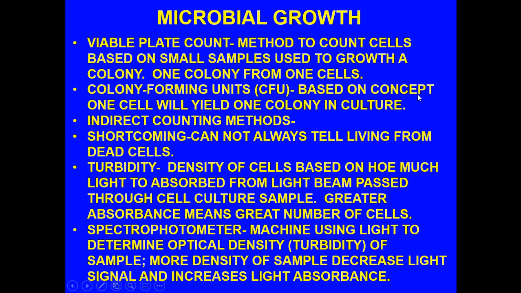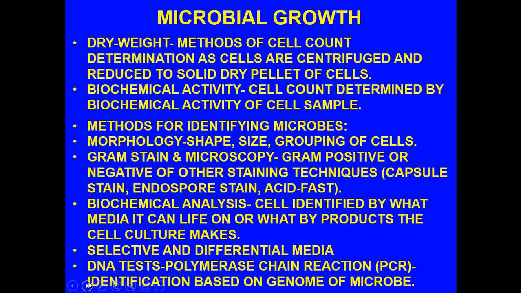So with turbidity, we use the density of cells based on how much light is absorbed from a light beam passed through a cell culture sample. The greater the absorbance means the greater number of cells. What you do is you take a sample and put it into a spectrophotometer. It's a machine using light to determine optical density, the turbidity of the sample. The more density of the sample will decrease the light signal, and thereby this increases light absorbance.